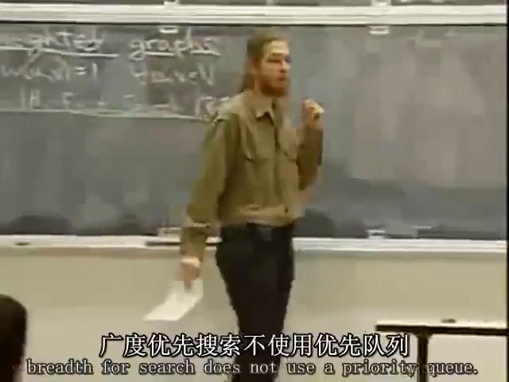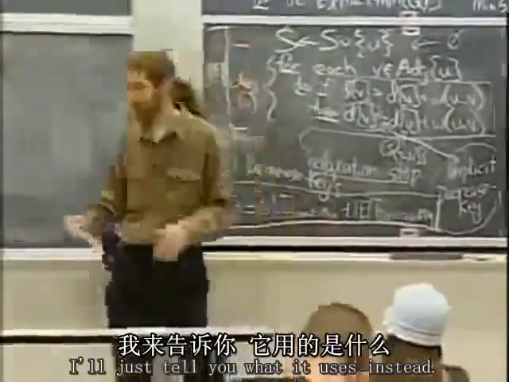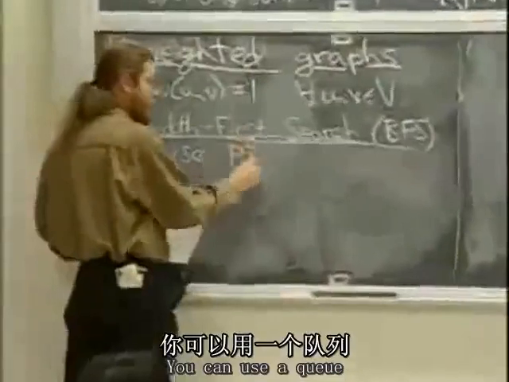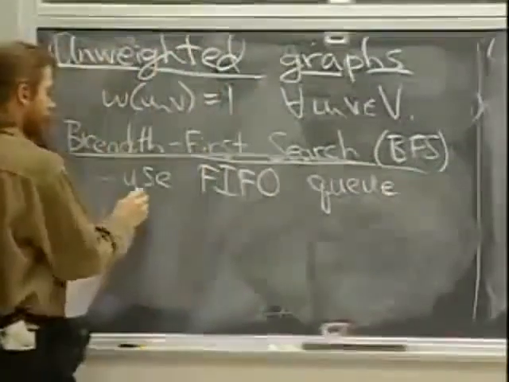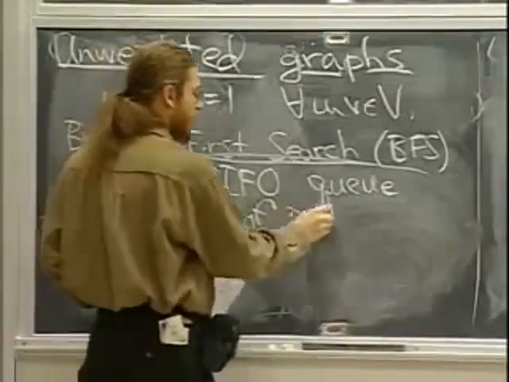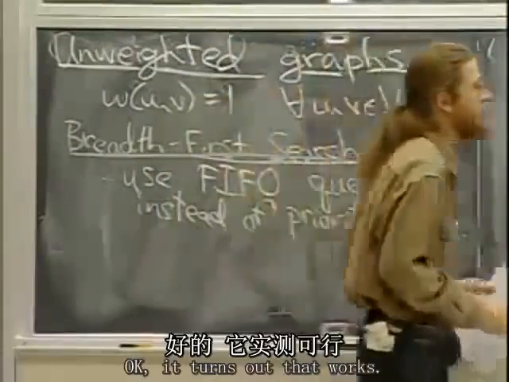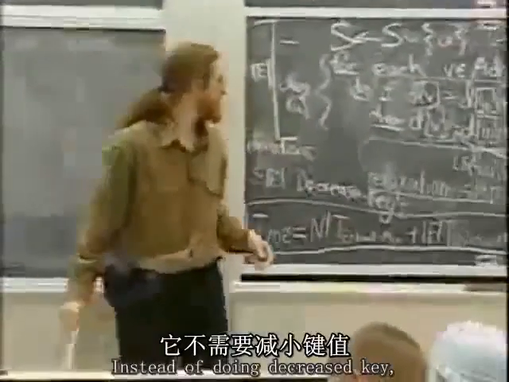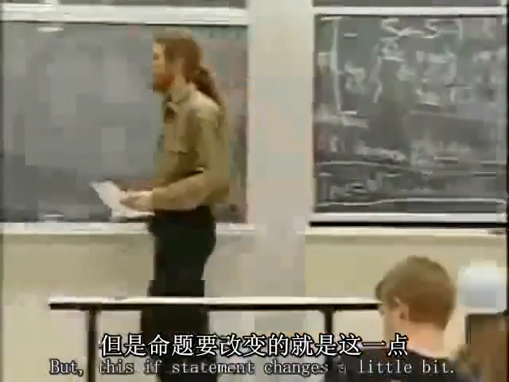There are two changes. The first change is that breadth first search does not use a priority queue. I'll just tell you what it uses instead. You can use a queue, a first in, first out, honest to goodness queue, instead of a priority queue. Okay, turns out that works. Instead of doing extract min, you just take the first thing off the queue.